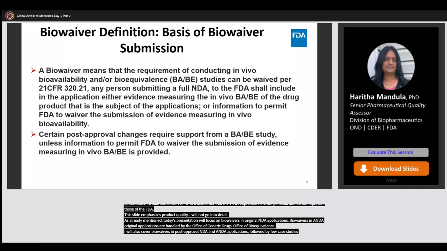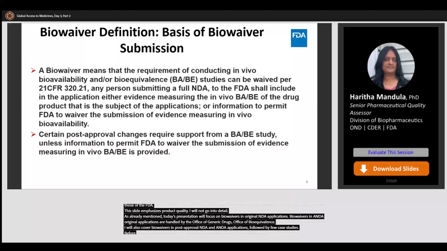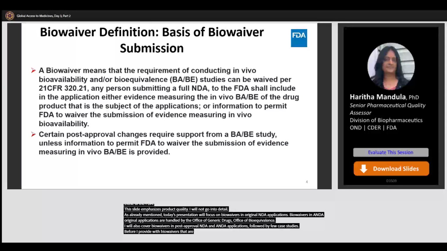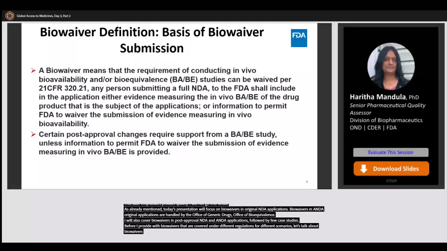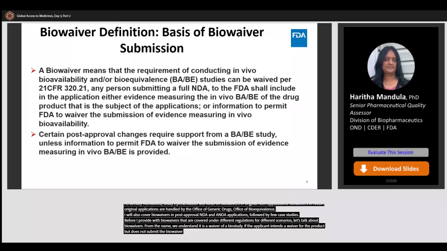Before I proceed with biowaivers that are covered under different regulations for different scenarios, let's talk about biowaivers. From the name, we understand it is a waiver of a bio study. If the applicant intends a waiver for their product but does not submit the biowaiver request, an information request will be sent to the applicant to submit a biowaiver request.